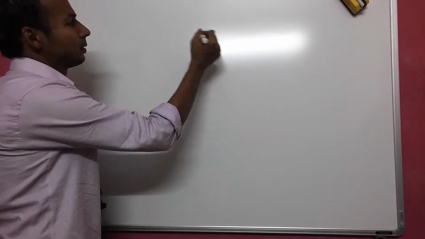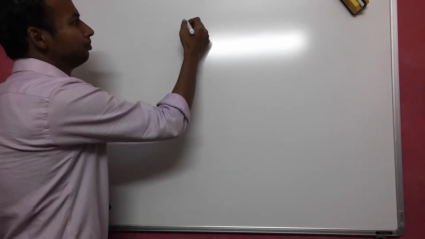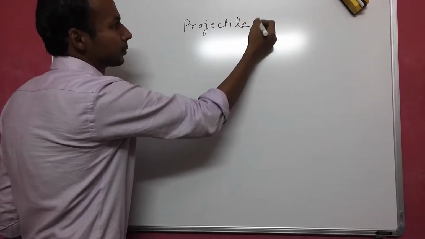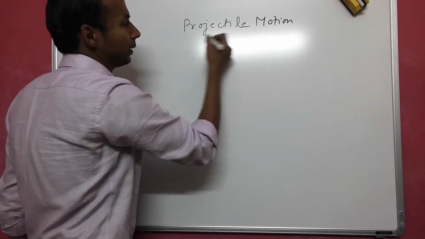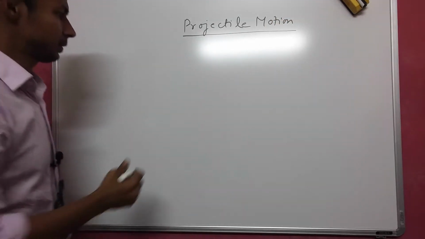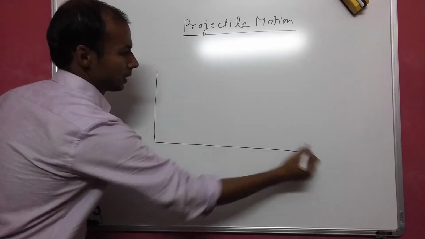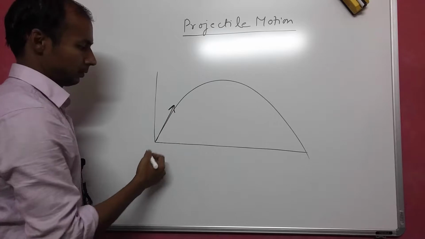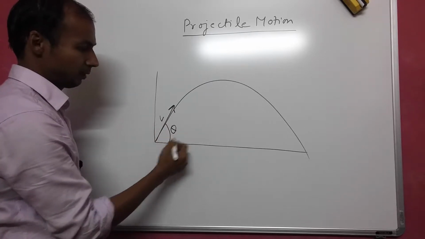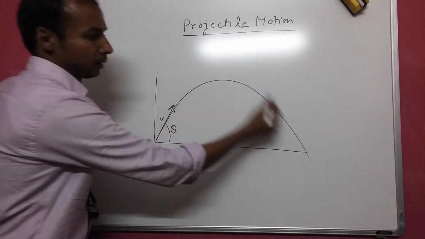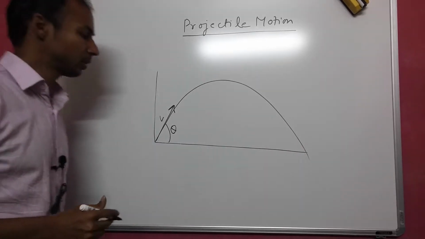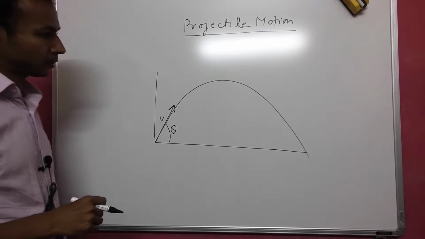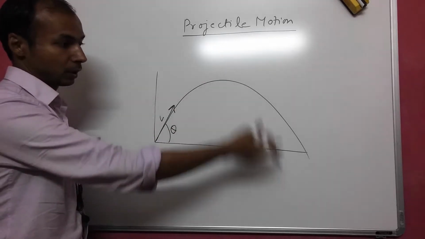Okay, let's discuss projectile motion. So, what is projectile motion? Let's say you throw an object with a velocity v at an angle theta with the horizontal, and it lands up here. Correct? Now, this kind of motion is called projectile motion. You're projecting something. Now how do we analyze this kind of motion when it is going on a curved path?